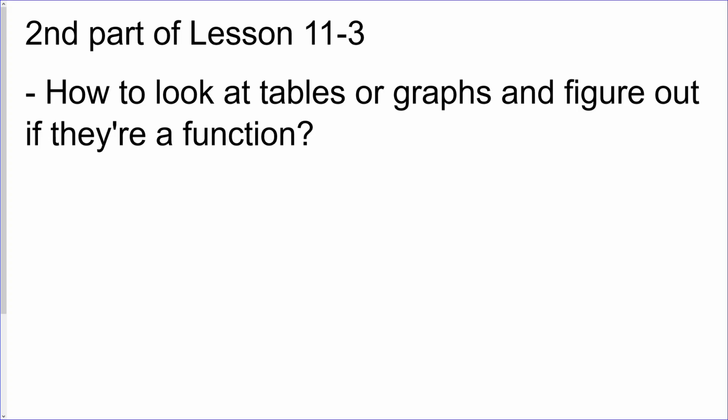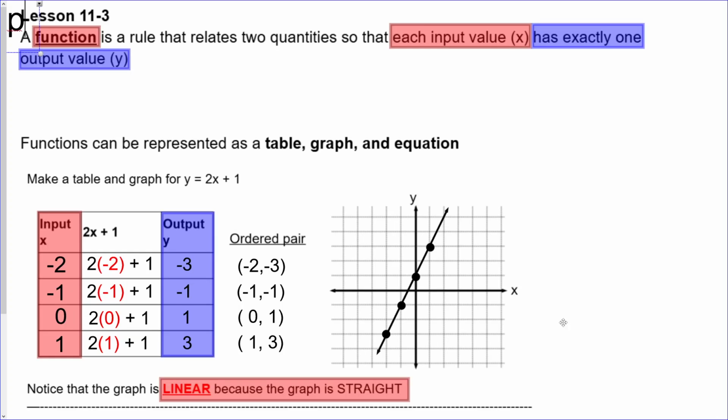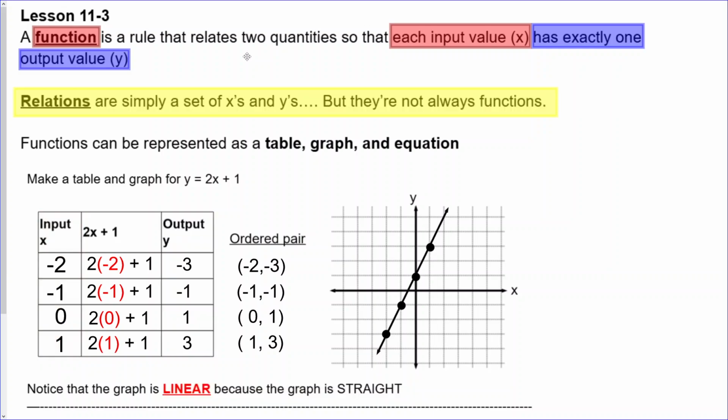Hey folks, we're taking a look at whether or not tables and graphs that are given to us are a function or just a relation. And basically what's happening here is that we know that a function is a rule that relates two quantities. There's an input and there's an output. We talked about that a little bit. We filled out the table, we graphed it. So now let's go back and look at that relations definition.